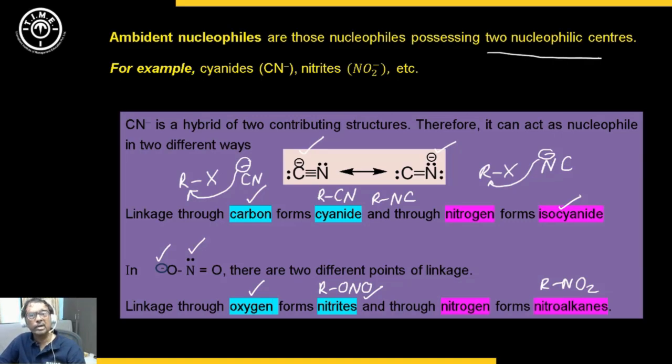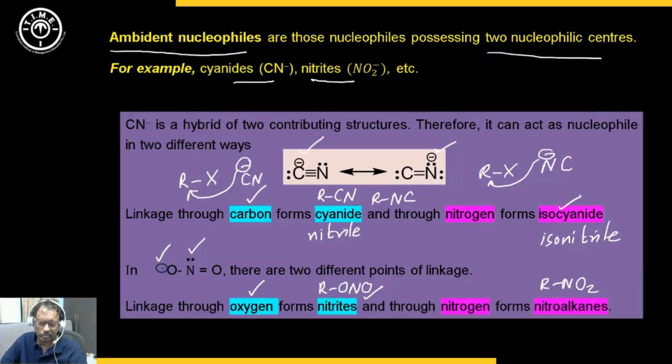So we can have ambident nucleophiles wherein the donor atoms could be different, and what we find is that the product formed will be different depending on the donor atom. So if carbon donates in the cyanide, we get cyanide, which is also called a nitrile, and when nitrogen donates, we get isocyanide or isonitrile. Clear? So we have also seen the case for nitrite, where nitrogen or oxygen can be the donor atoms.